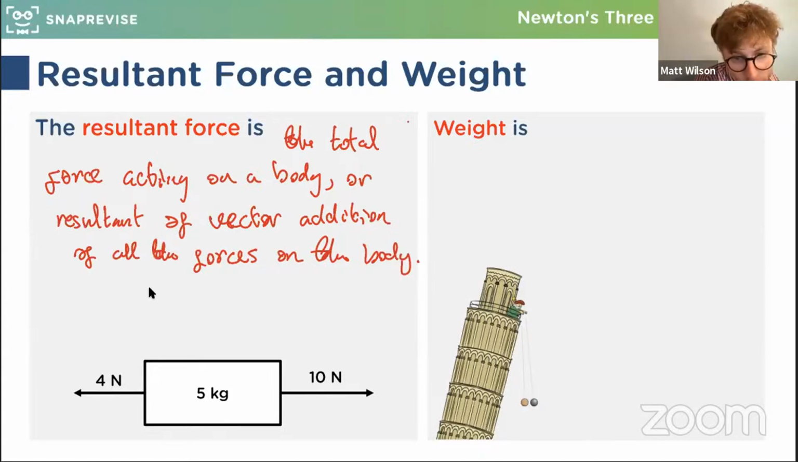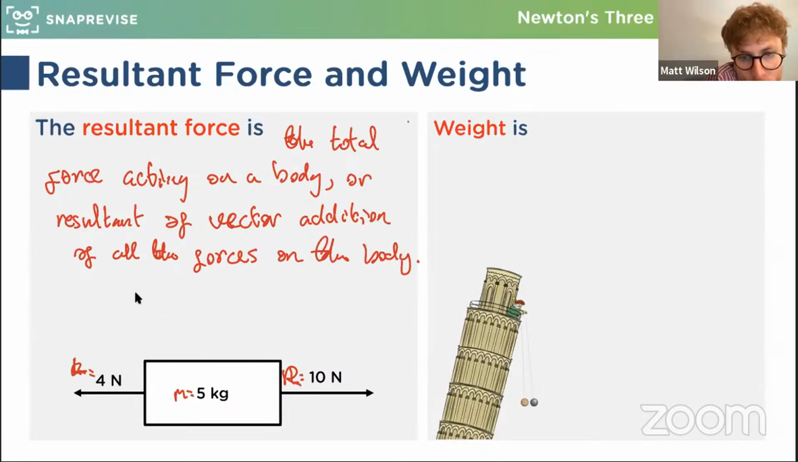Okay, so let's take a look at this example at the bottom left here. We have some object with a mass of 5 kilograms, and we have two forces. We have a kind of left force of 10 newtons. We have a right force. Sorry, that's a right force. We have a force going to the left equal to 4 newtons.